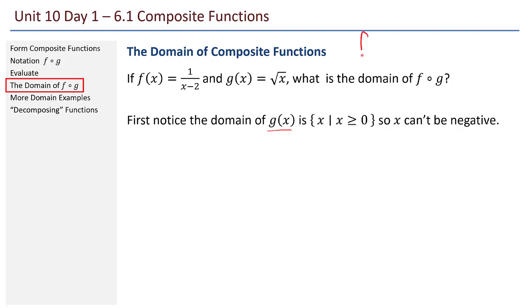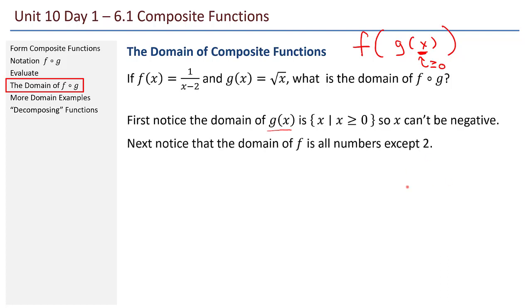Let me write this out. f of g of x. This is what I'm thinking. So the kinds of x that I plug in, initially, at least they have to be in the domain of g to make this thing work. So I know for a fact that this x must be greater than or equal to 0. But we need to be a little bit careful. Next, notice that the domain of f is all numbers except 2. So the g of x, that whole value, g of x cannot equal 2.